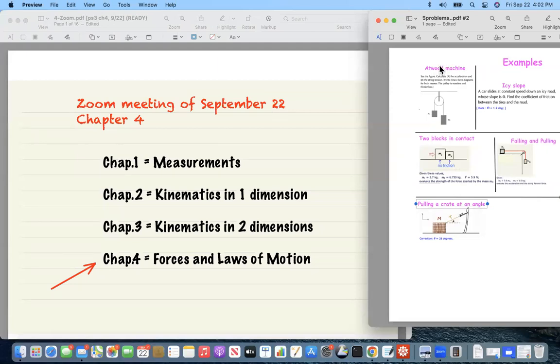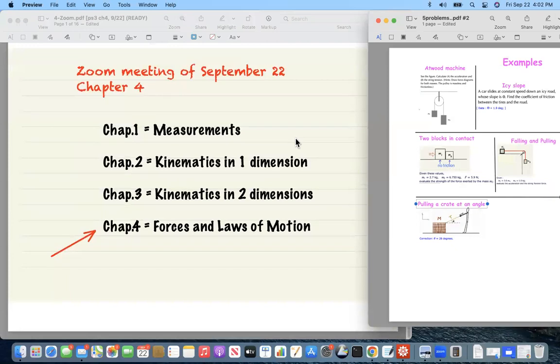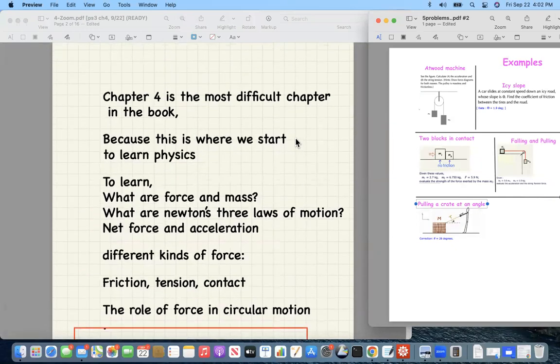And today we'll go over some example problems from chapter 4 to see how to do calculations of the kind that are in the homework assignment and that will be on the exam. Chapter 4 is really the most difficult chapter in the book because this is where we start to learn physics. And we have various things to learn in this chapter.